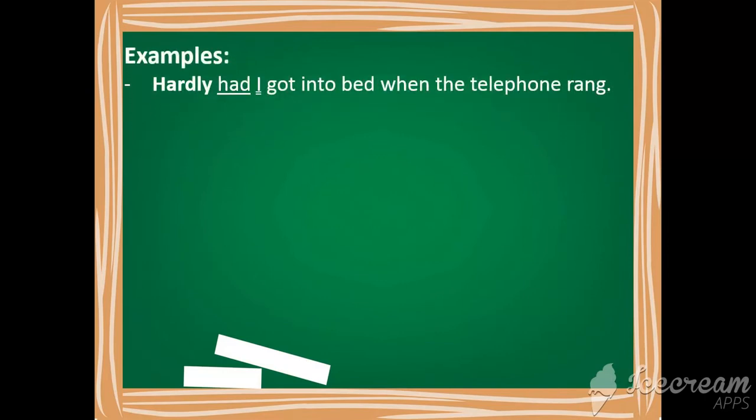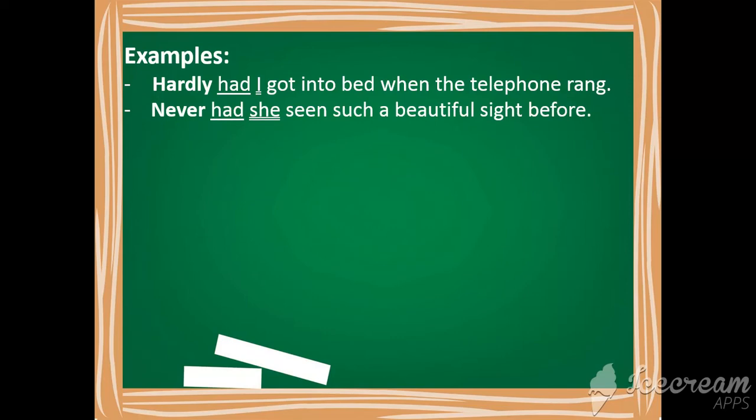Examples. Hardly had I got into bed when the telephone rang. You see here, because the sentence starts with hardly, which is a negative word, had comes before the subject I. Never had she seen such a beautiful sight before. The same thing here. It starts with never, which is a negative word. We have the verb had coming before the subject she.